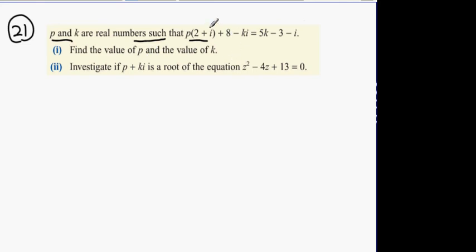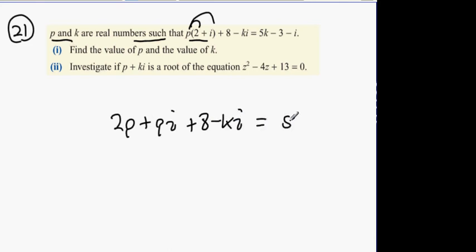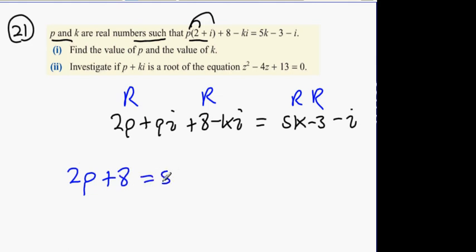Well, basically, guys, this is a two-part question, okay? Do you want us to do what we did in the last exercise? 2P plus Pi plus 8 minus Ki equals 5K minus 3 minus i. Label all the real numbers. Real, real, real, real. 2P plus 8 equals 5K minus 3. Is everybody happy thus far? Move the K and P over one side, move the real numbers over the other side.